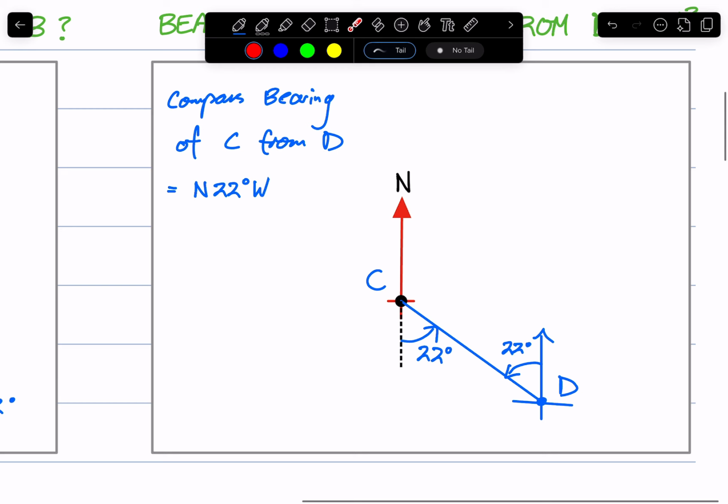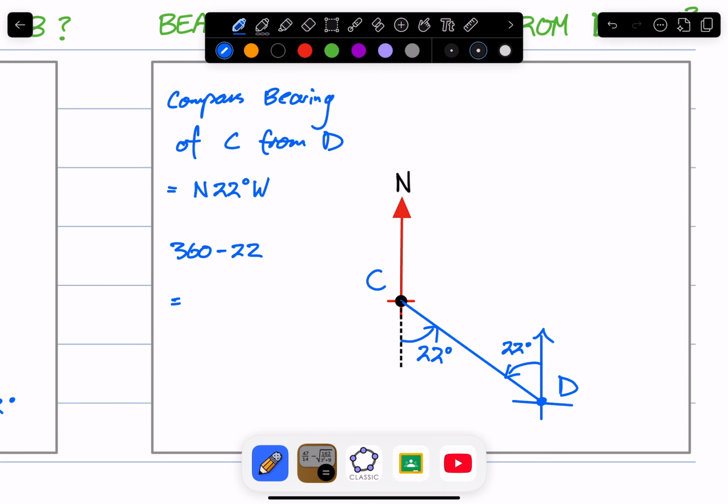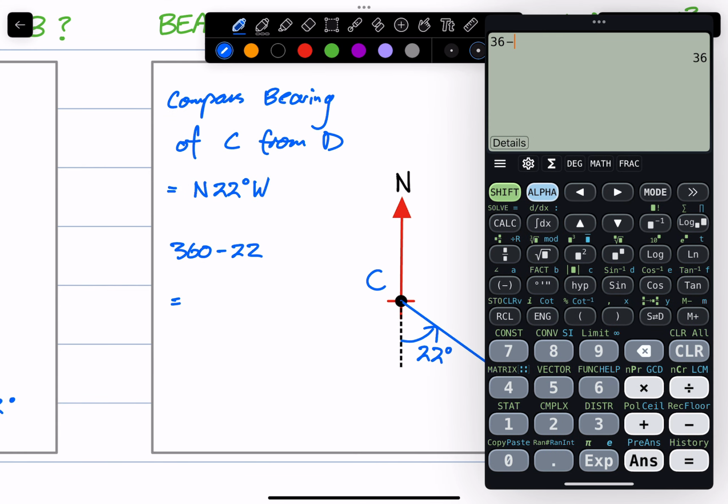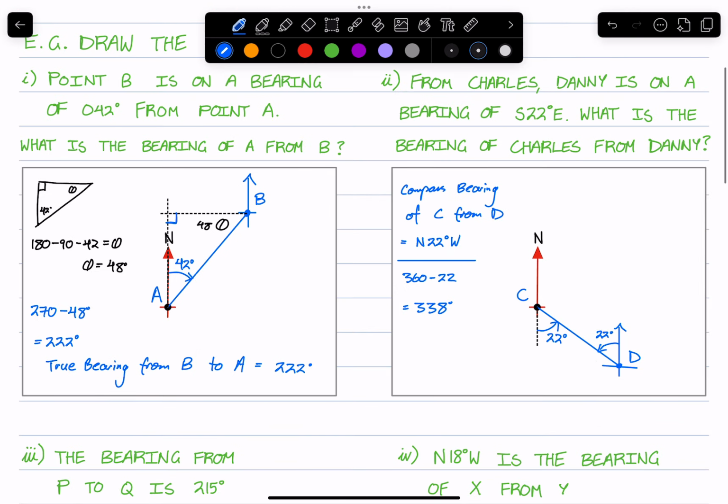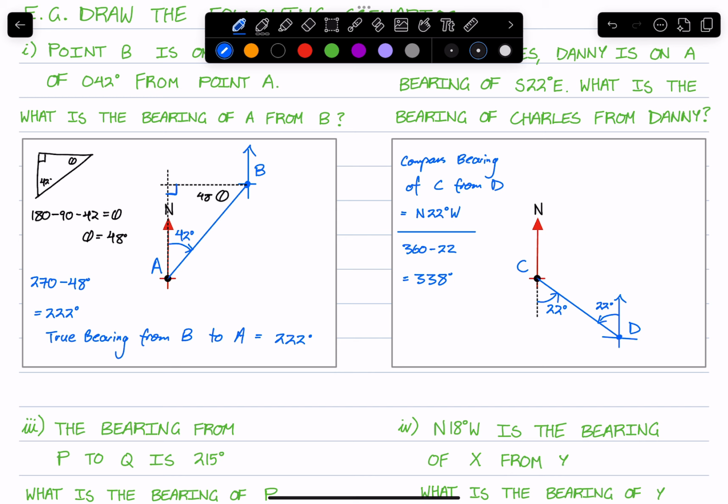Now, if you wanted to convert this into a true bearing, it's simply 360 minus 22. So for the true bearing, if you do 360 minus 22, the other answer you can get is 338 degrees as a true bearing. That's another way which we can do it. So these are the two ways which you can approach it. Either you complete a 90-degree triangle or use alternate angles. Either way, you must get the same angle using either method.